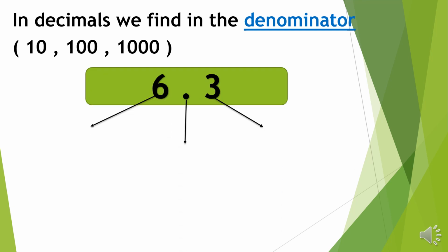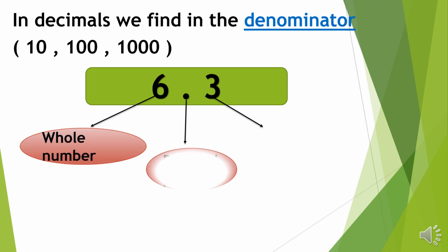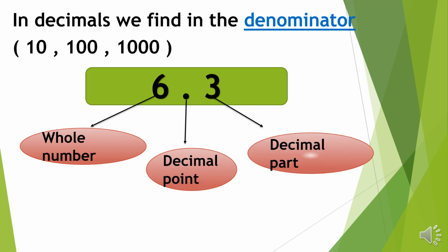For example, I have 6.3. 6 is called a whole number, and this point is a decimal point, and 3 is the decimal part. So now we divided the number into two parts. The left one is whole and the right one is decimal, and between them is the decimal point.